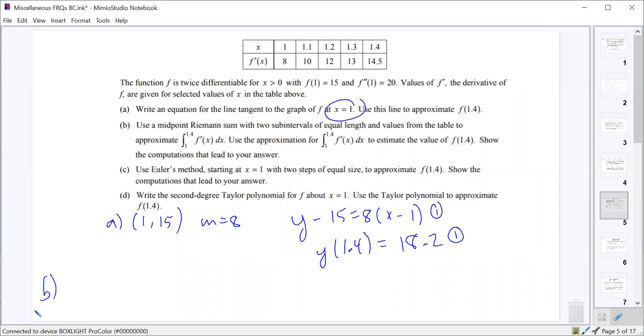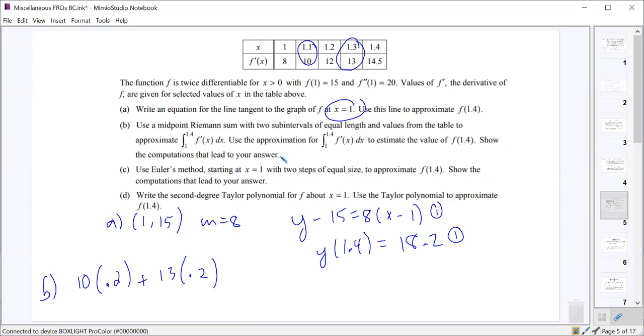Part B. Midpoint Riemann sum, 2 subintervals of equal length to approximate the integral from 1 to 1.4. So 2 subintervals using the midpoint. So we're 1 to 1.2. We're going to use the midpoint at 1.1. So that'll be a height of 10 with a width of 0.2. And then we should have a height of 13 with another width of 0.2.